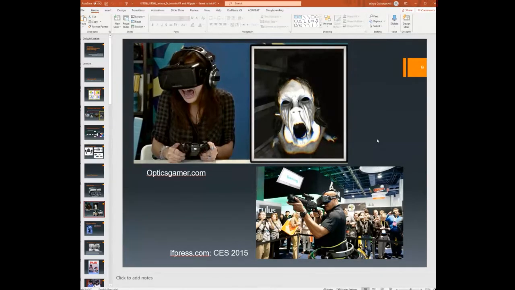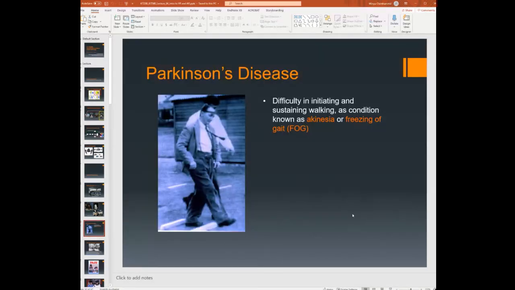It is to try to get you to understand what really makes it work and what applications should be made of it. However, besides the obvious games, there are also applications that are more subtle. For example, Parkinson's disease. It's very difficult, patients have difficulty sustaining walking. So most of the time they end up shaking a little bit, shaking repeatedly.